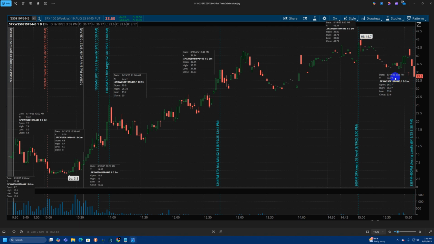And here's the closing candle from 3:58 to 4 p.m. So this is a 2-minute chart, just to clarify. So the closing price, $33.60. So if you did leave any runners just to run through the end of the session, that would have been the payout at the end.